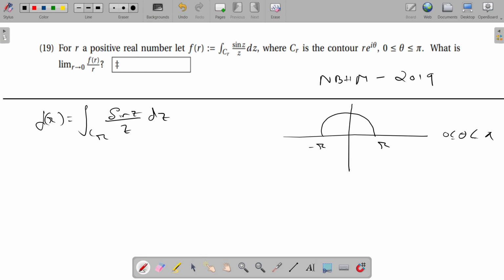Now C_R will also change with r. For r equal to 1 this is the semicircle, and for r a bit smaller it will be like this. As r tends to 0, we get concentric semicircles. So let me write it properly: we want the limit as r tends to 0 of f of r by r.